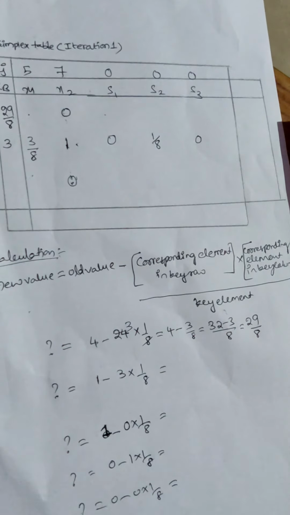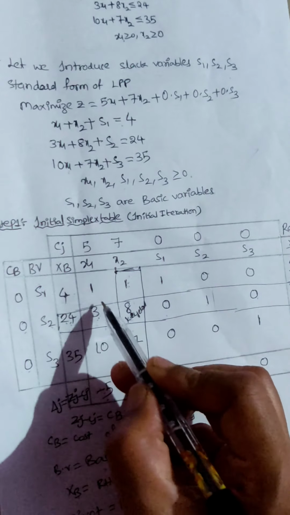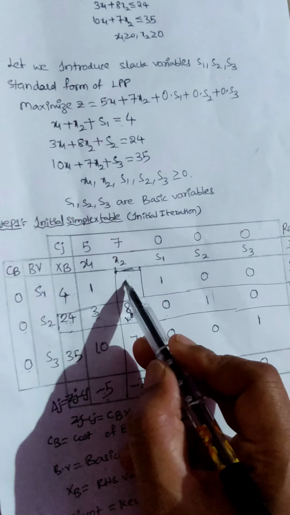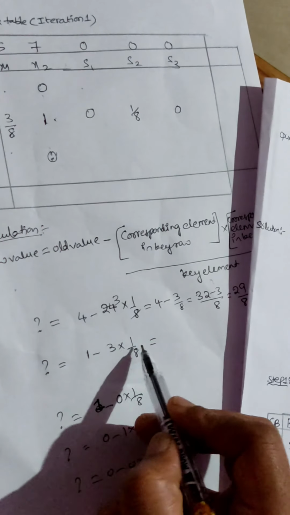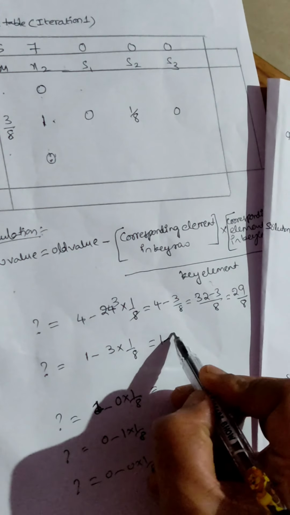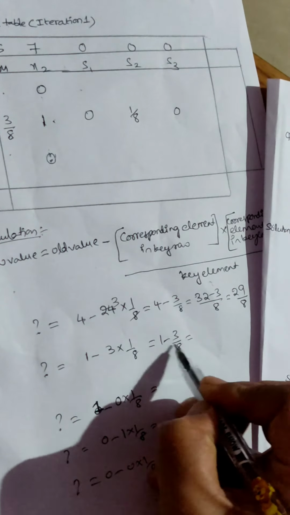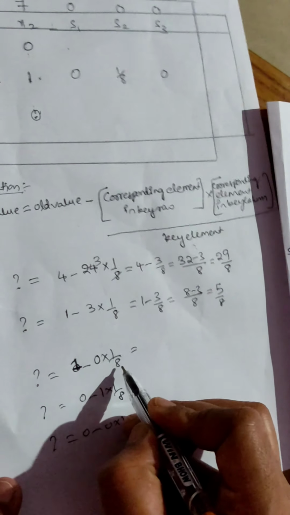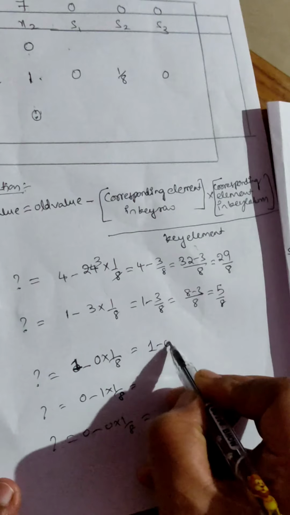Like this, the value is replaced by the new value: 1 minus 3, that is old value minus corresponding element in key row into corresponding element in key column by key element. 1 minus 3 into 1 by 8. 1 minus 3 by 8 means take LCM: 8 minus 3, that is 5 by 8. 5 by 8 right here. Next, 1 minus 0 into 1 by 8, the value is 1 minus 0 is 1.